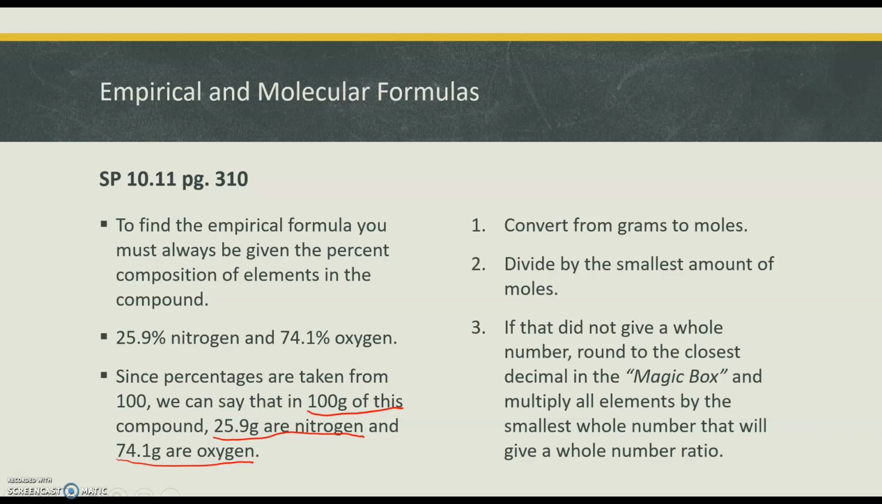Now, in the example, that didn't give us a whole number, so we rounded to the closest decimal in the magic box. In our example, this was actually already 2.5, and as you'll see in just a minute, 0.5 is one of the decimals in the magic box. We multiplied by 2 in order to get 5.